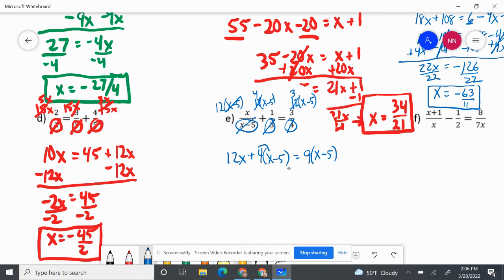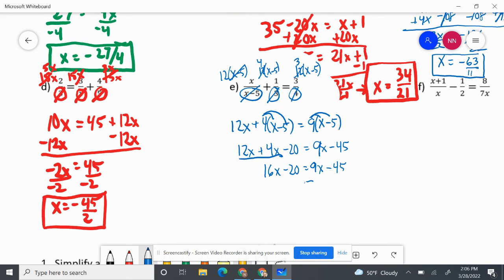So I'm going to distribute the 4 to each of the terms, and that gives me 12x plus 4x minus 20. I'm going to distribute the 9 to each of the terms. It gives me 9x minus 45. Add the like terms. I get 16x minus 20 equals 9x minus 45.